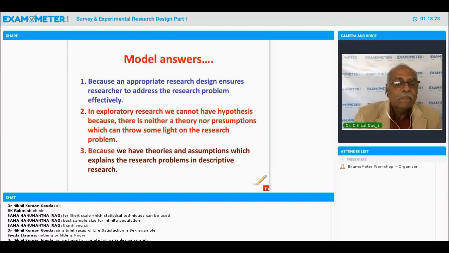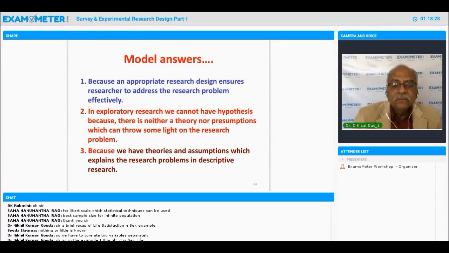Is it done? Some more questions are coming. What are you going to study, learn in the afternoon session, sir? Just a brief of that. Yeah, we'll learn more about explanatory research, that is experimental research, in the afternoon session.